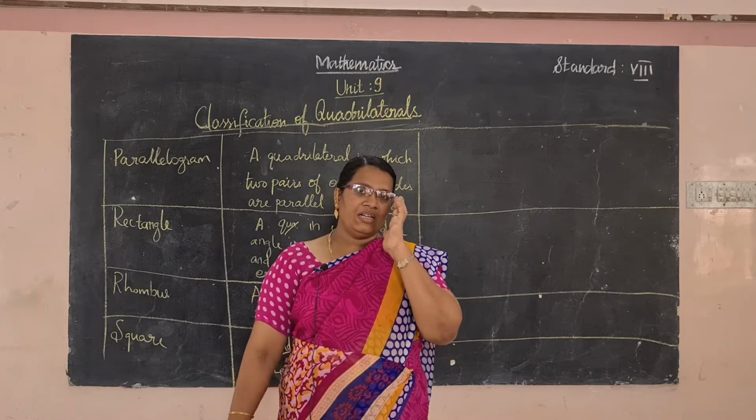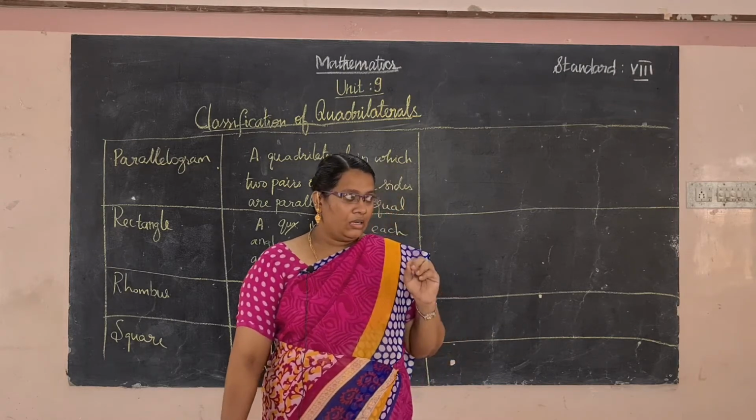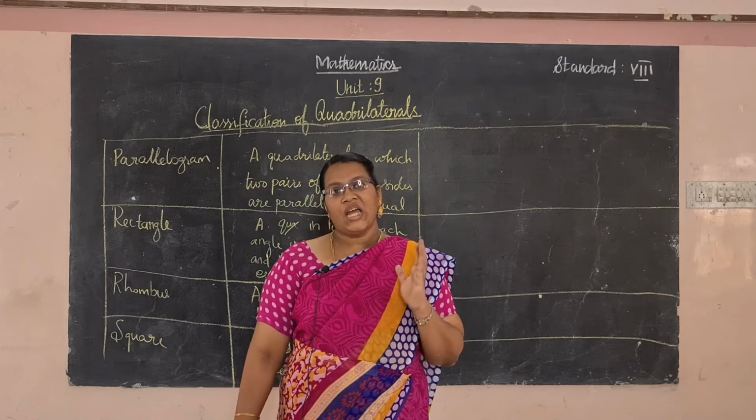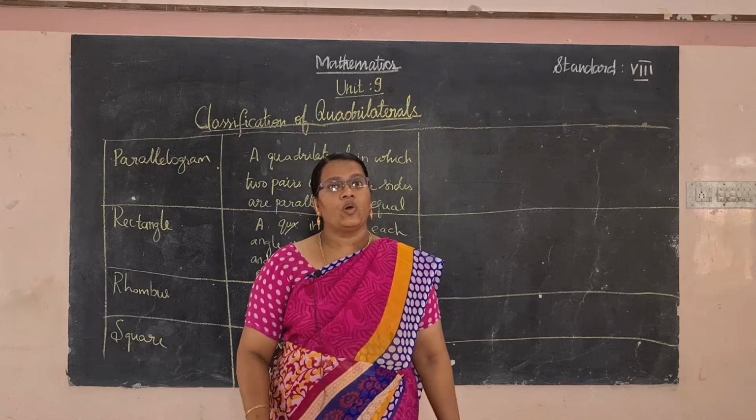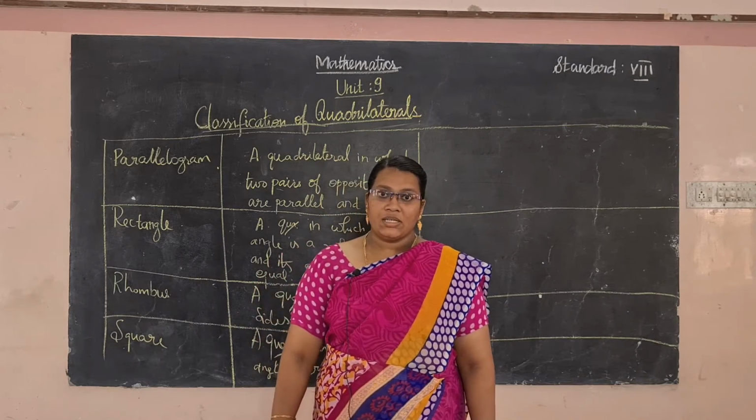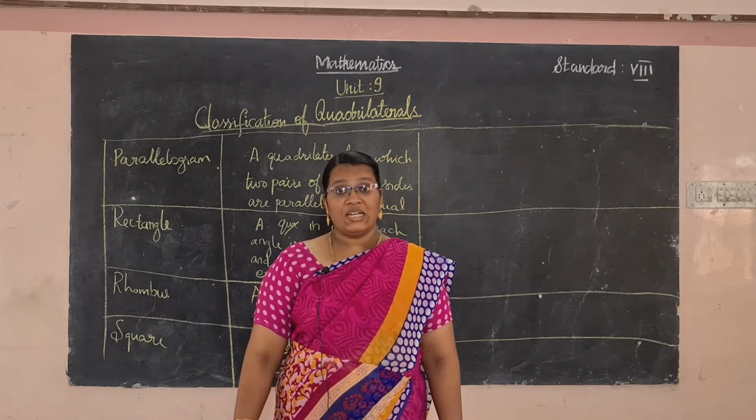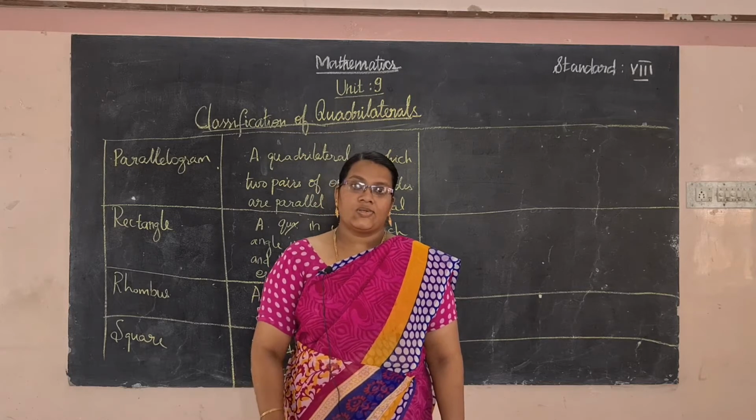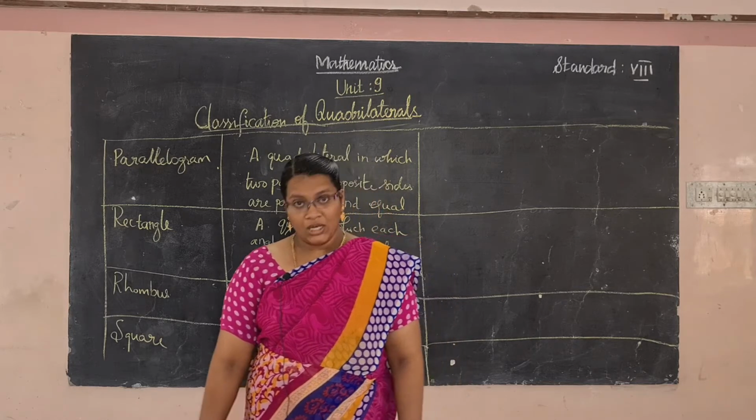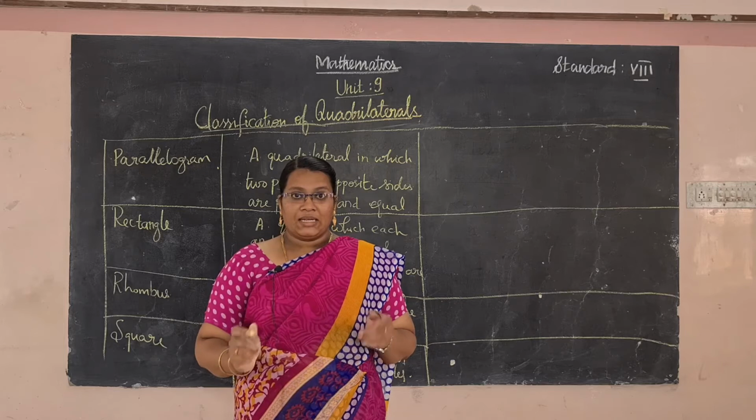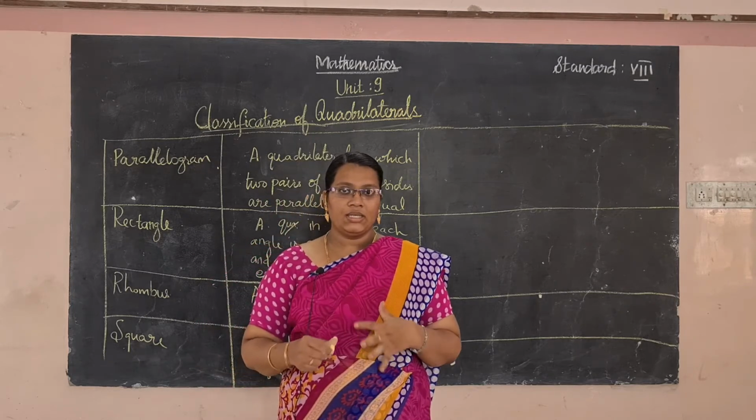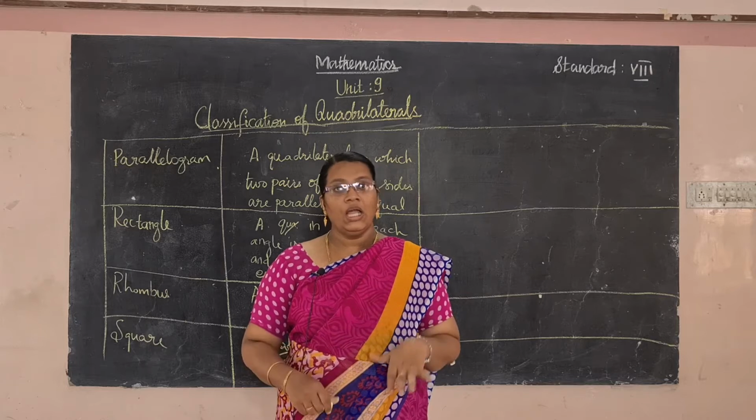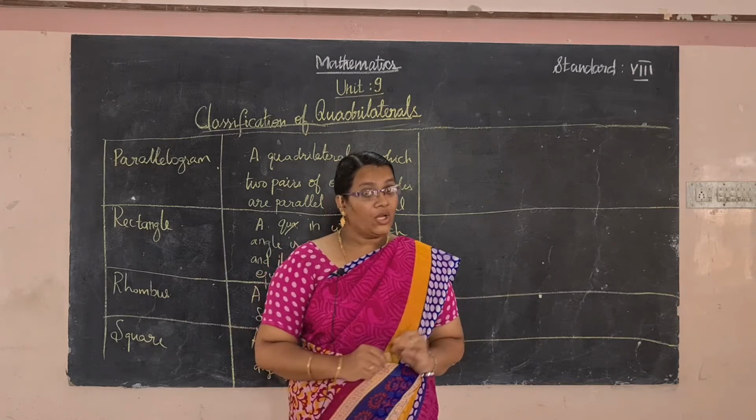This all we have learned in the previous class, and also we have learned the important property, the angle sum property of the quadrilateral. What is the formula for the angle sum property of the quadrilateral? The sum of the angles of the quadrilateral is equal to 360 degrees. Sum of all the angles in a quadrilateral is equal to 360 degrees. That is called the angle sum property of the quadrilateral.